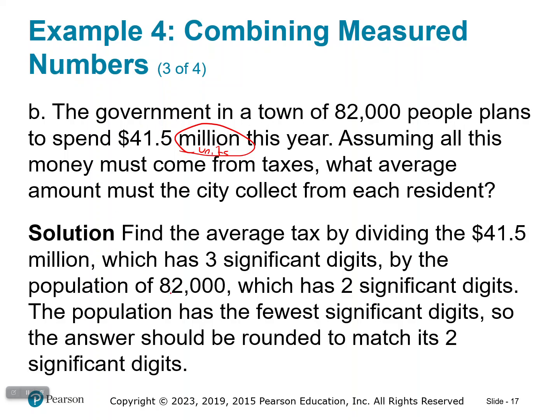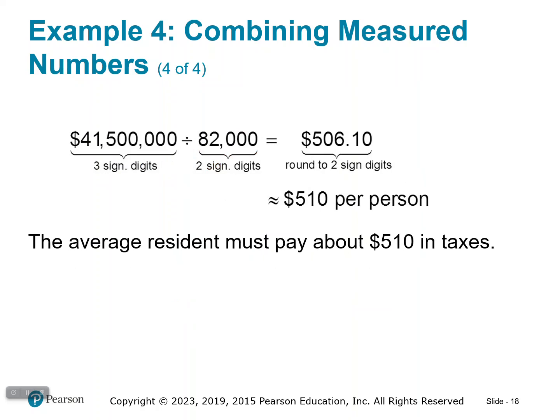The 82,000, right? It's probably not exactly 82,000. It's probably 82,471. But they just said 82,000, which has 2 significant digits, just these 2. Population has only 2 significant digits. The money has 3, so we'll round our answer to match the 2 significant digits.